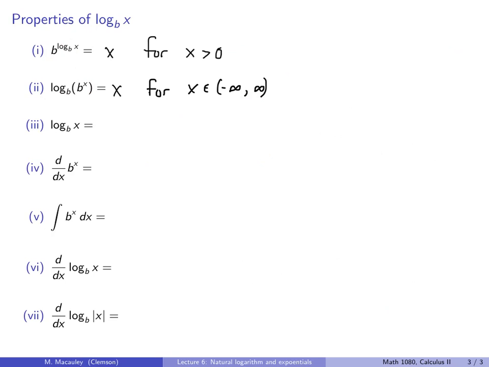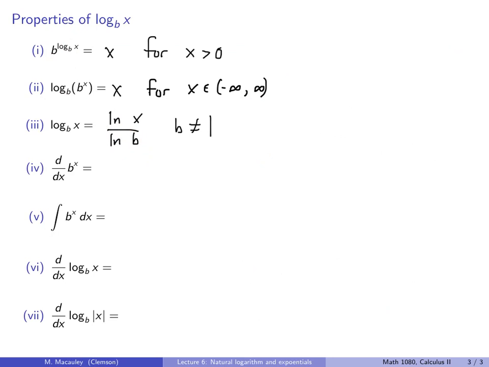Okay, the third one, log base b of x. You might remember this from high school. This is a really useful little property. This is equal to the natural log of x divided by the natural log of b, or really any base. You can replace this with any base. Natural log is the most convenient one. And this holds as long as b is not equal to 1, because we don't want this denominator to be 0.